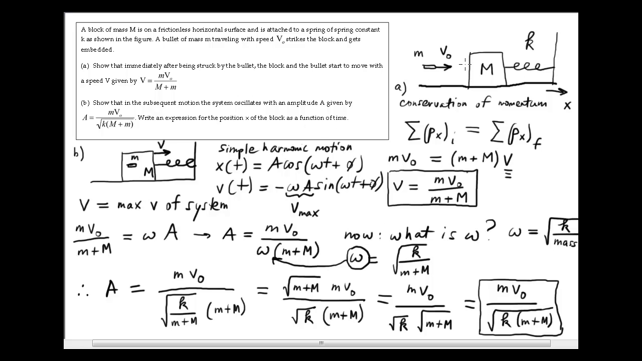But this problem is essentially finished. To recapitulate here, we applied the law of conservation of momentum to find the velocity of the system after the collision. That, then, we realized, was the maximum velocity for this object in simple harmonic motion, which allowed us to solve for the amplitude A.